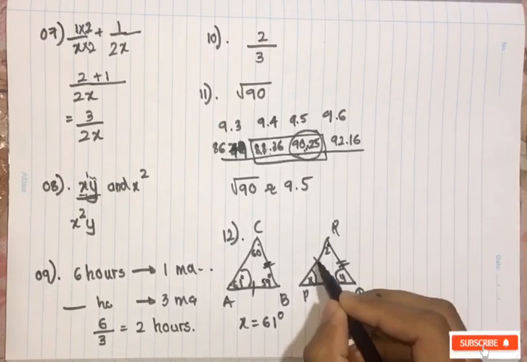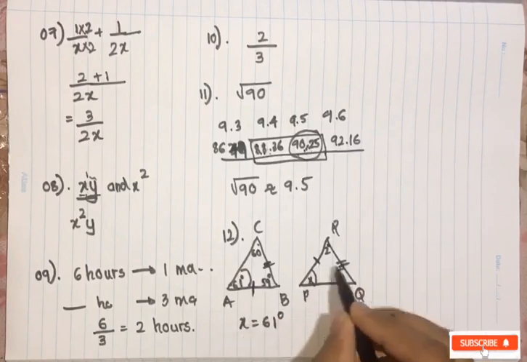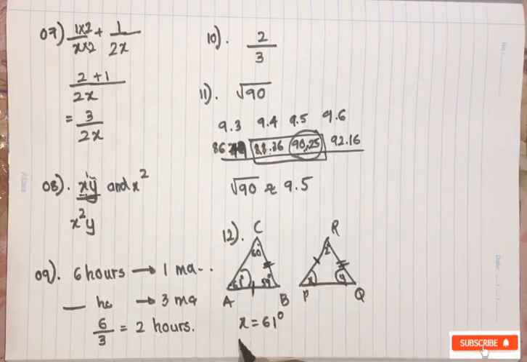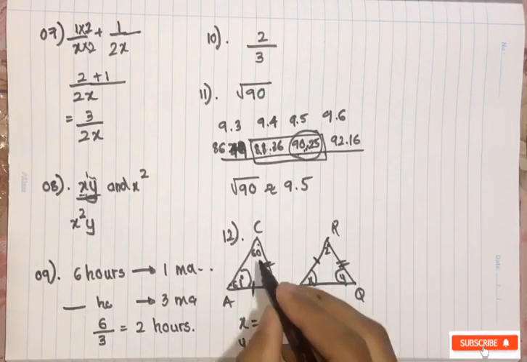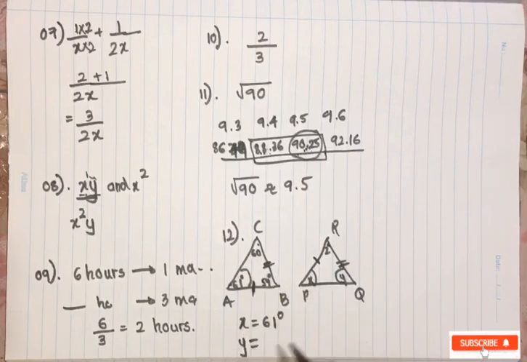Now also considering this side, the single line, what is the angle in front of it? y. Therefore y is equal to 60 degrees, in front of the single line. So what is left? z is equal to 59 degrees.